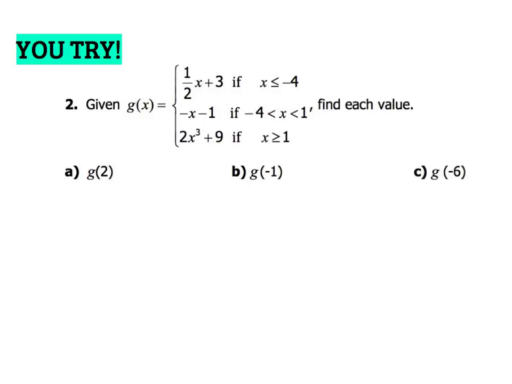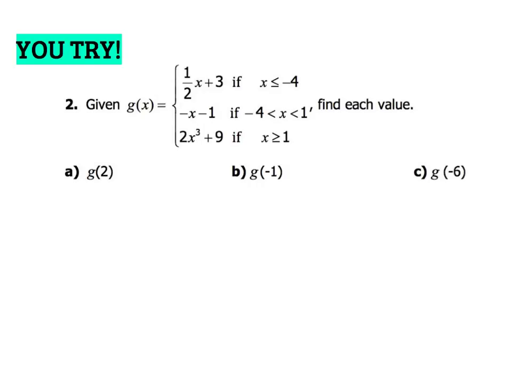Alright, so I know we normally don't do evens, but I really want you guys to try this on your own. Alright, so you're given this g of x function, and there's three different functions in this piecewise function. Alright, identify the domain, and then look for which domain the x falls in. Alright, so our first domain is when x is less than or equal to negative 4. Our second domain is when x is between negative 4 and 1, so when x is greater than negative 4 and less than 1. And our last domain is when x is greater than or equal to 1.